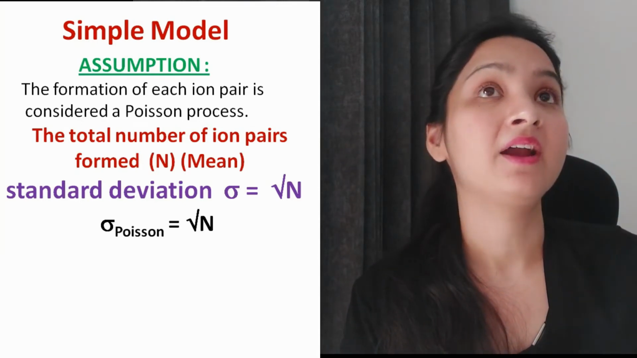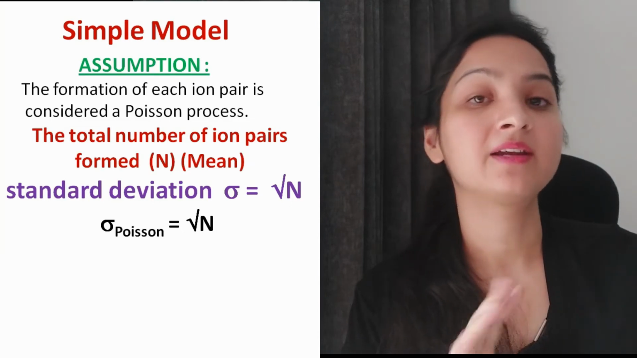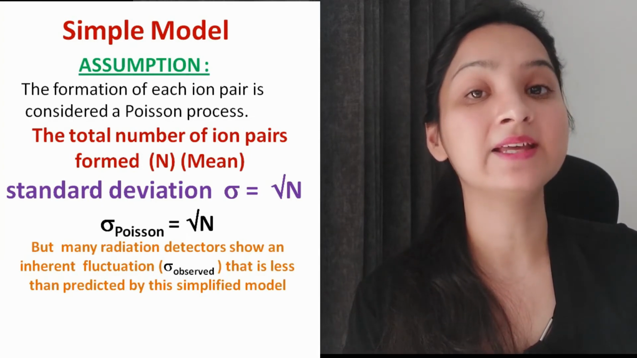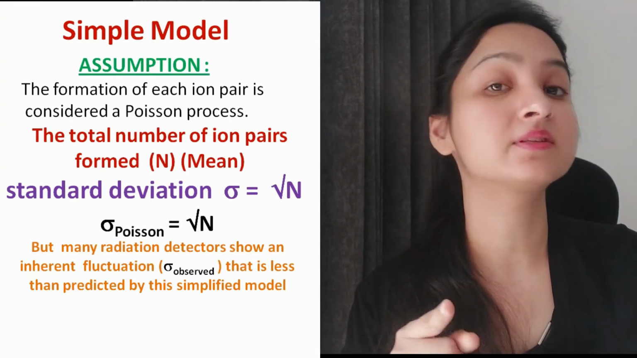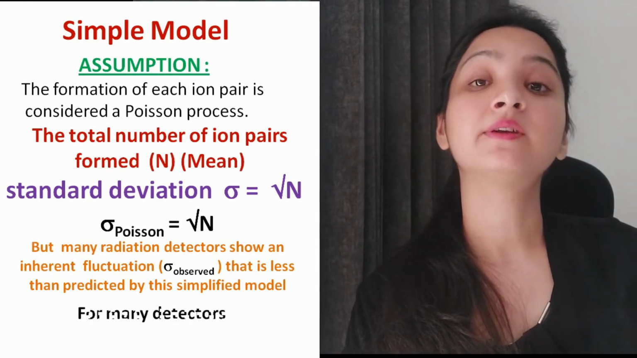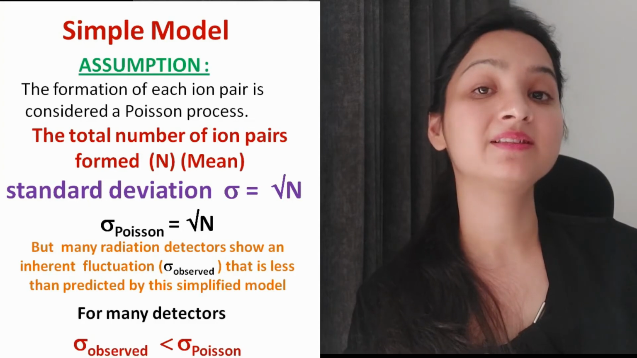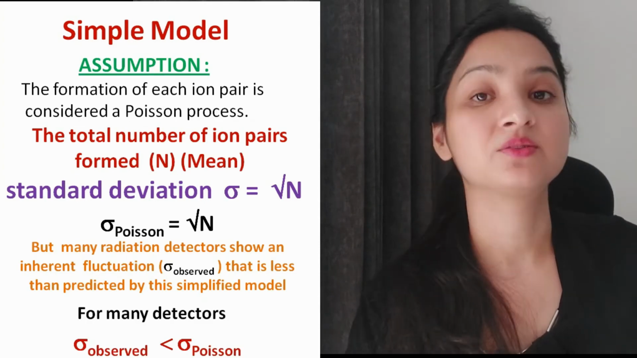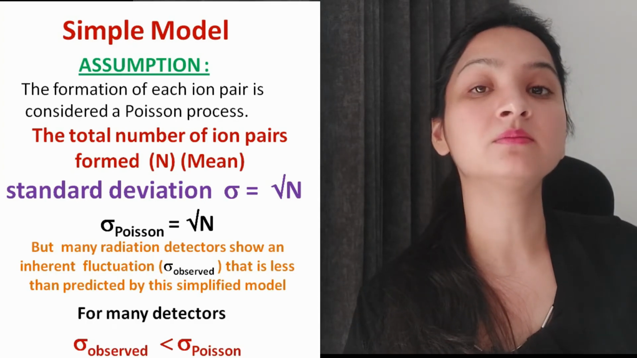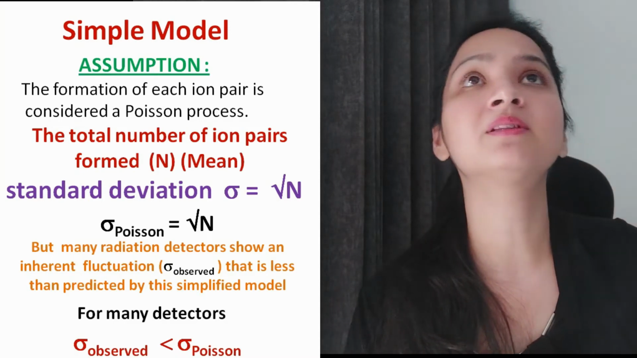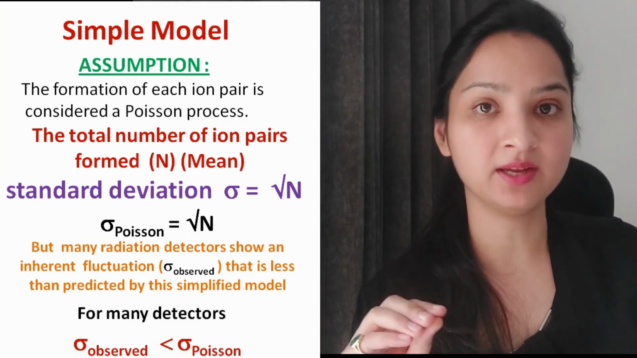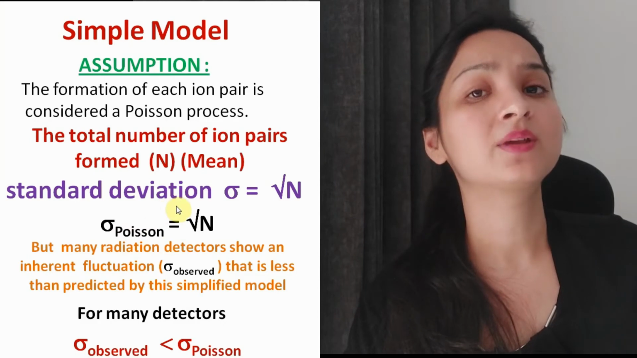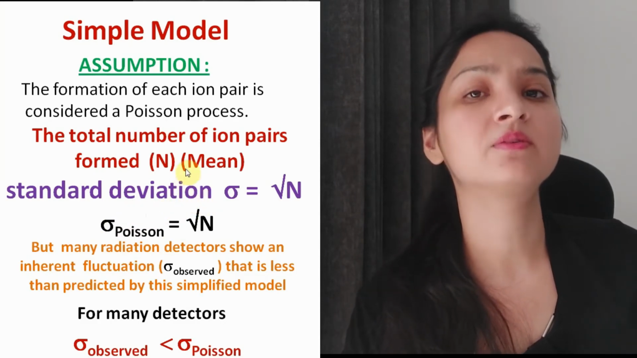But reality is not quite like this. Reality is that in radiation detectors, the observed fluctuations are significantly less as compared to this sigma. So observed fluctuations in radiation detectors are less than that predicted by the simplified model. The observed sigma value is less than square root n. So some factor must be multiplied with this root n which reduces it, and that would be the observed fluctuations.